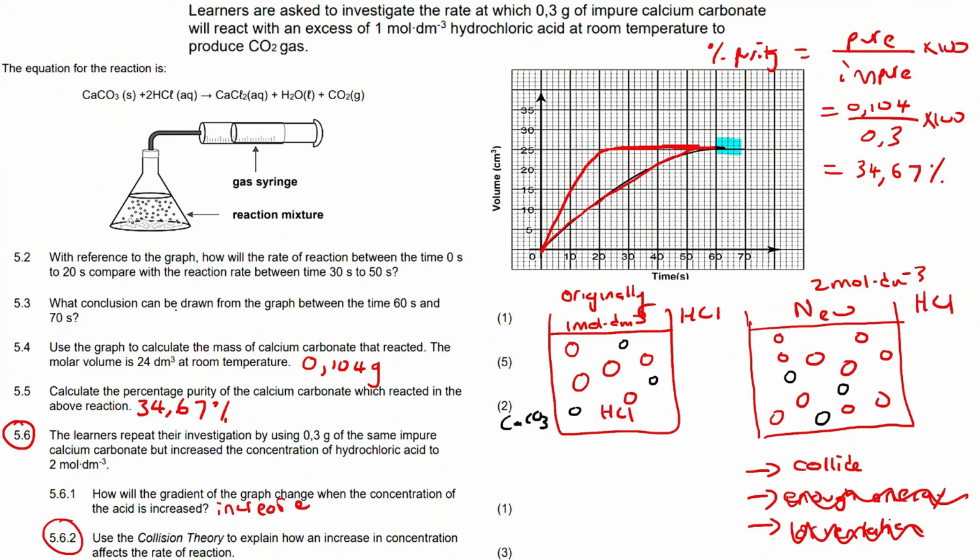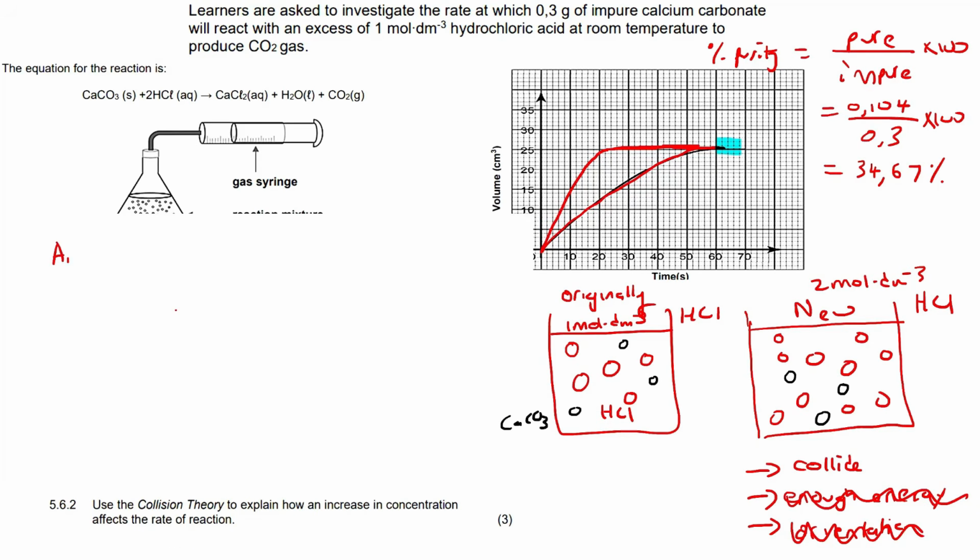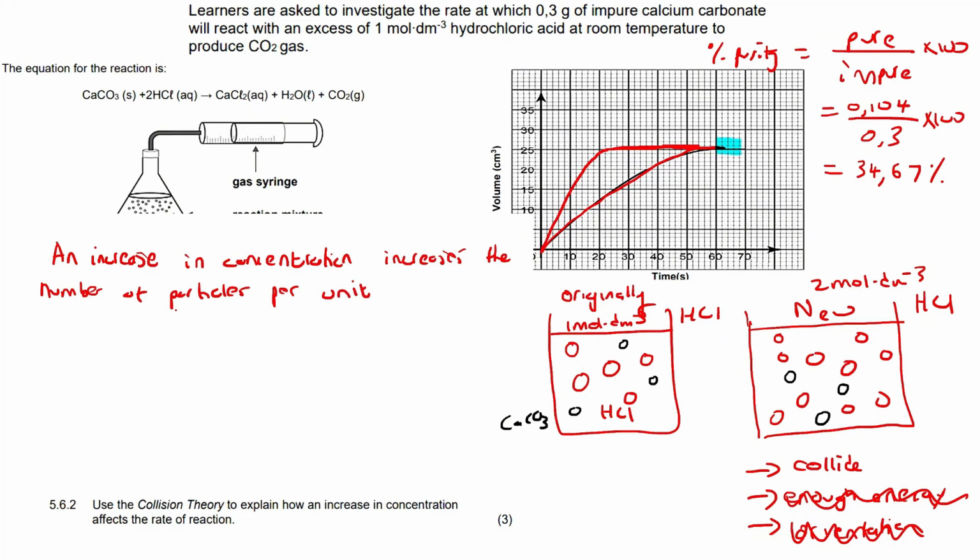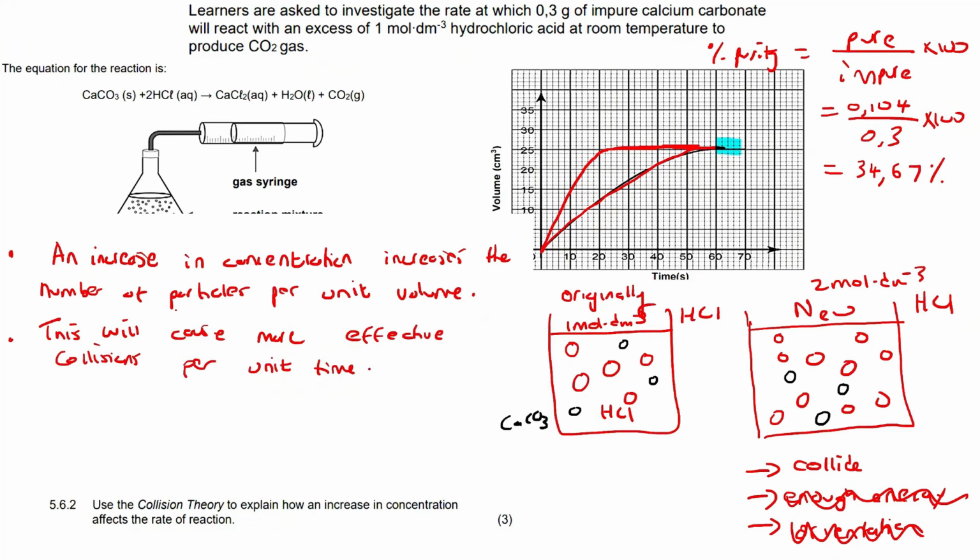But let's write that down for 3 marks. So what we can say is that an increase in concentration increases the number of particles per unit volume. Okay, that's step 1. Step 2, this will cause more collisions, effective collisions per unit time, therefore reaction rate increases.